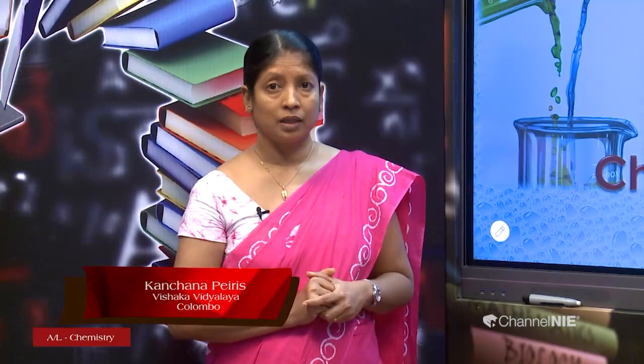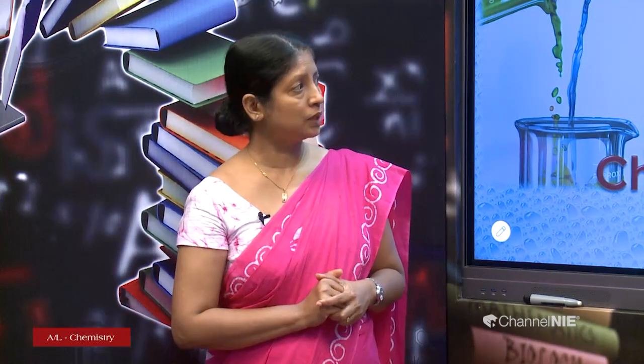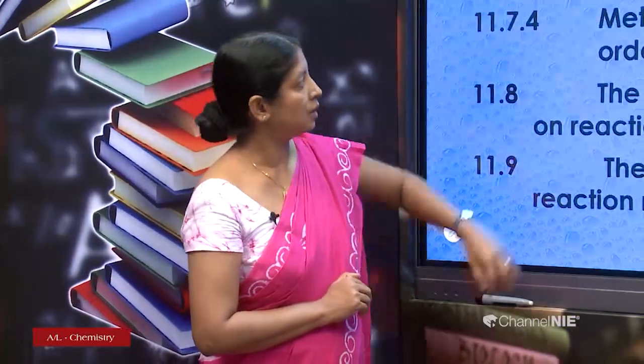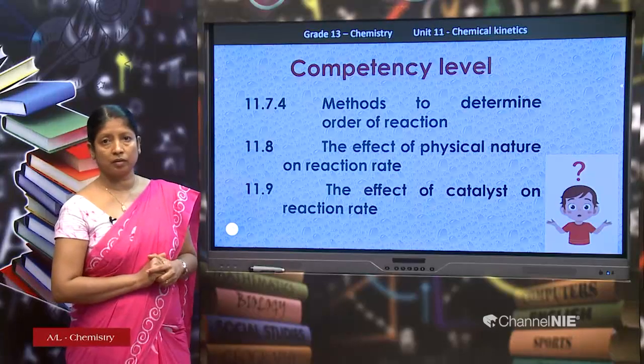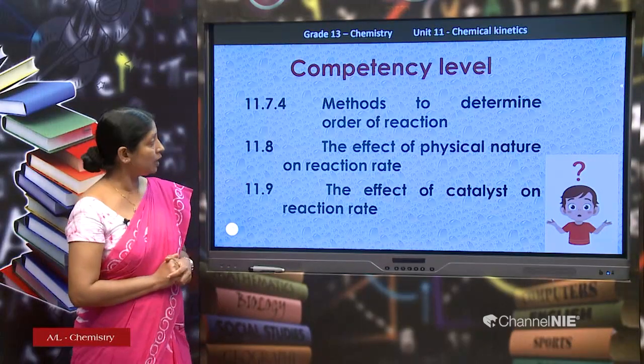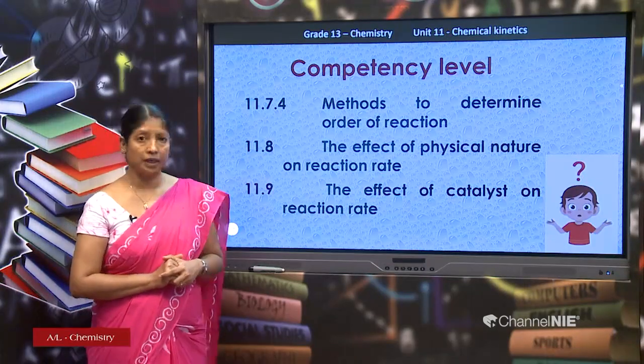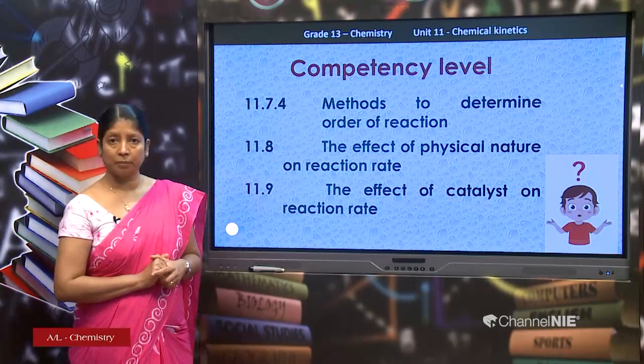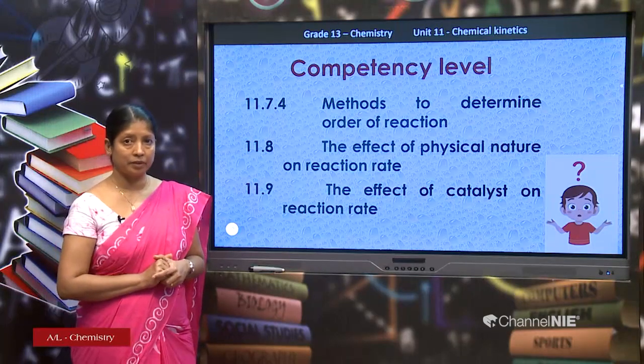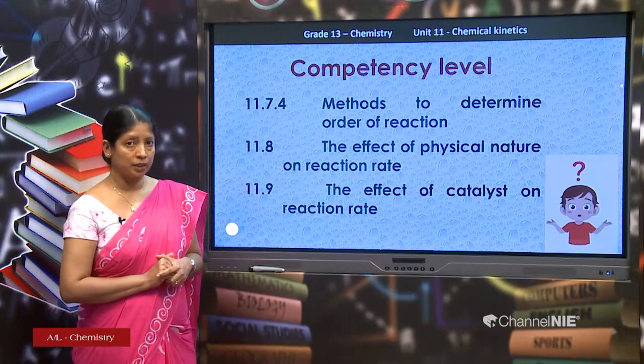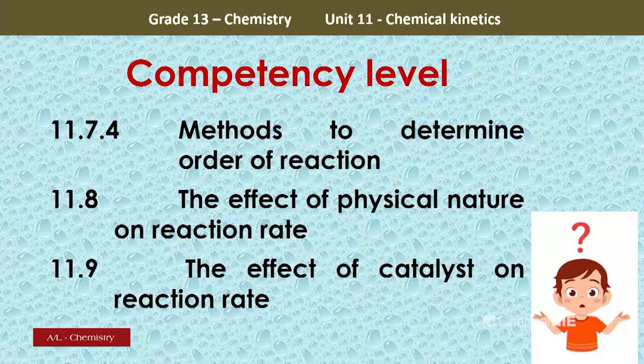Let us see the competencies that we are supposed to discuss today. There are three competencies. The first one is the method to determine the order of a reaction. This competency we already discussed in a previous lesson and we are going to continue that part. Other than that, we are going to discuss how the physical nature and the catalyst will affect reaction rate. Those are the three competencies that we are going to discuss in today's lesson.